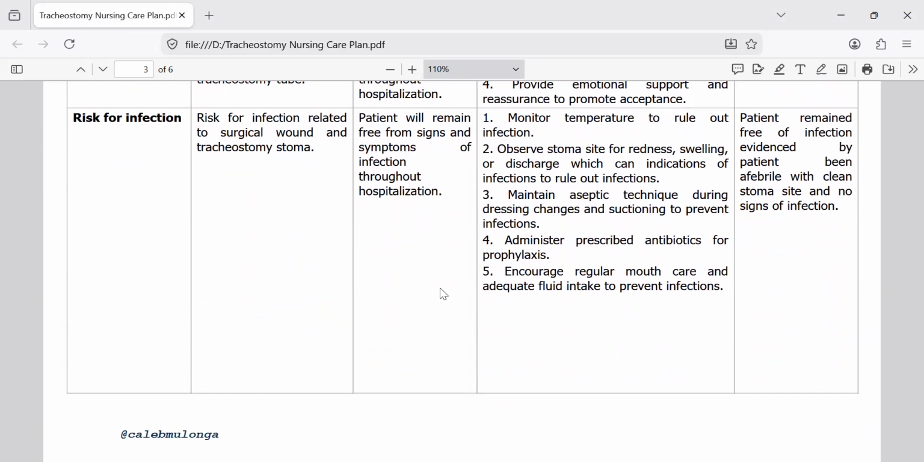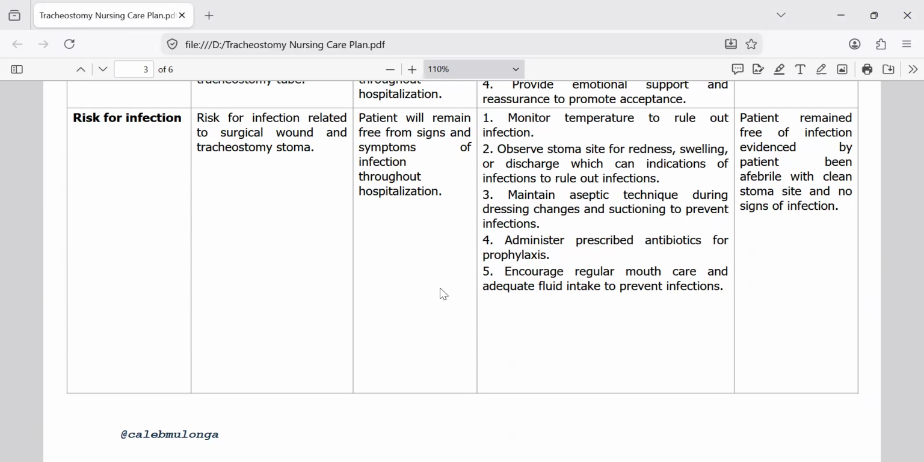Last but not the least, for our first part of the video, which is risk for infection. So risk for infection related to the surgical wound and tracheostomy stoma. Goal: patient will remain free from signs and symptoms of infection throughout hospitalization. Interventions. I will monitor the temperature to rule out infection. So that is very important in the patient.